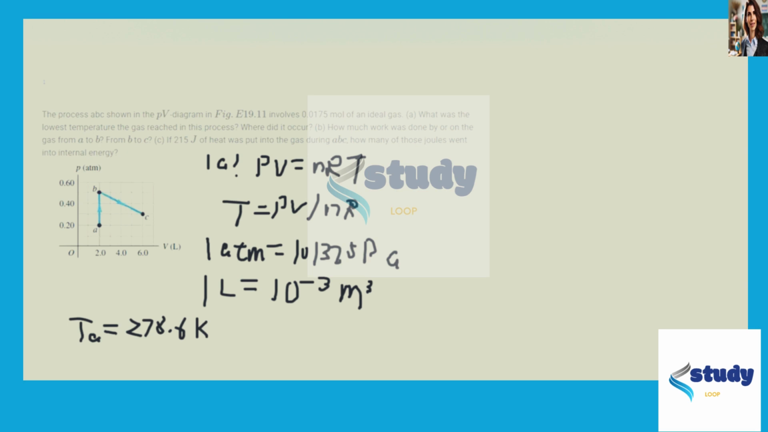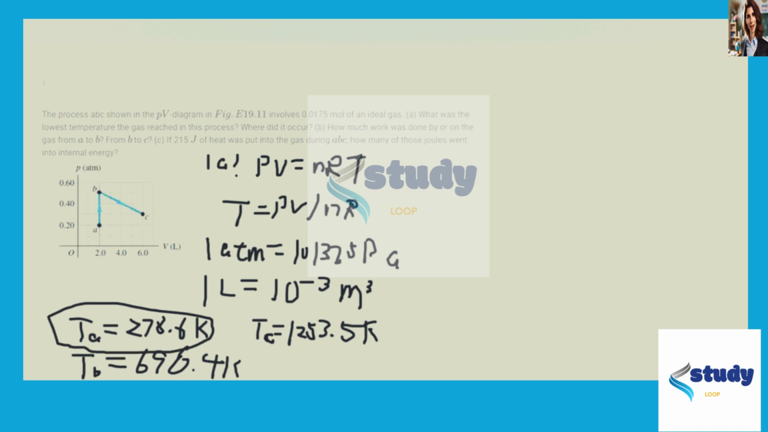The result you obtain from this formula directly has the unit Kelvin. Okay. Kelvin is a standard unit. TB is calculated to be 696.4 Kelvin, and TC is 1253.5 Kelvin. So clearly TA is the lowest.